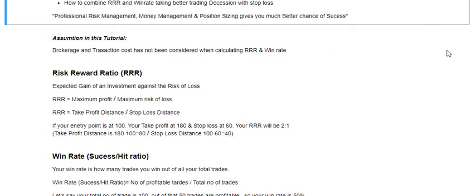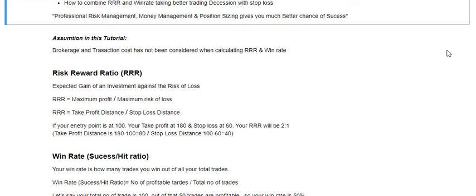So RRR is expected gain of an investment against the risk of loss. So what is expected gain of an investment? That means what is your maximum profit that you can generate for a particular investment, and what is your maximum loss that you can lose out of that investment. So when you gain or when you will be in profit, what is the maximum profit that you can generate, and when you lose, what is the maximum loss that you can lose.